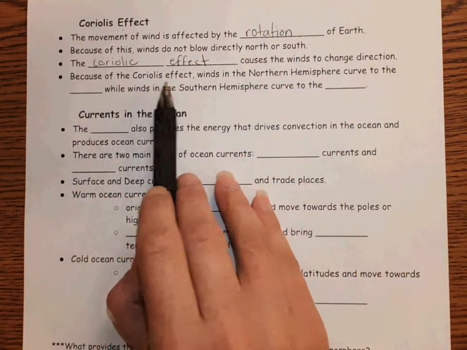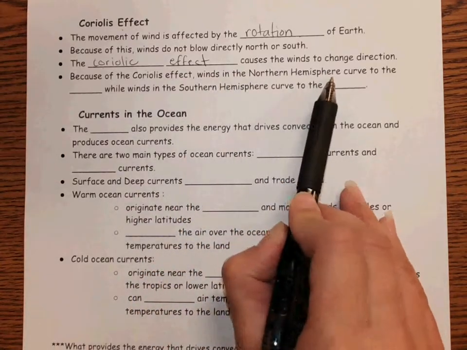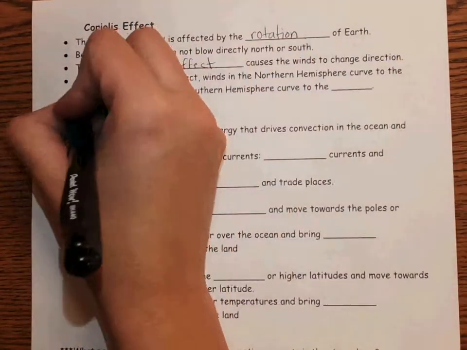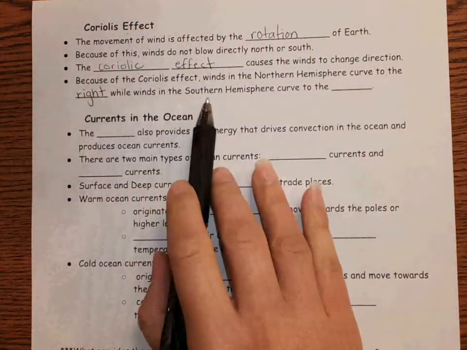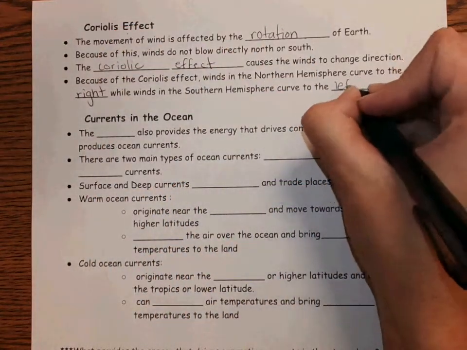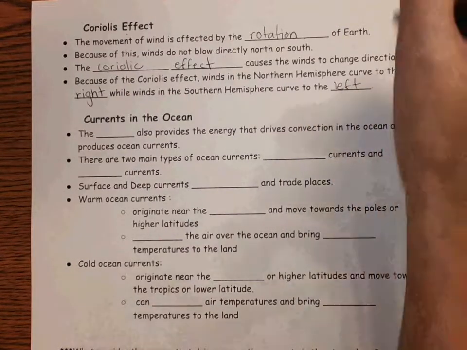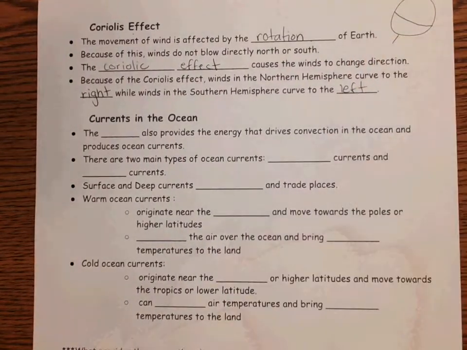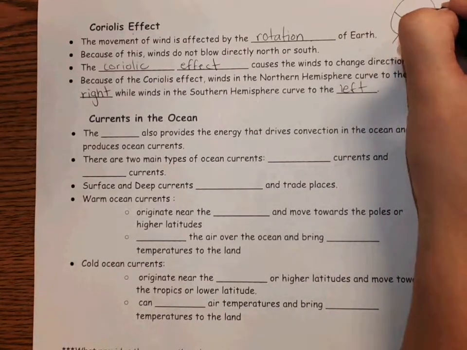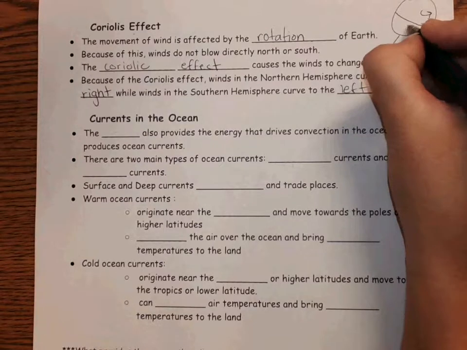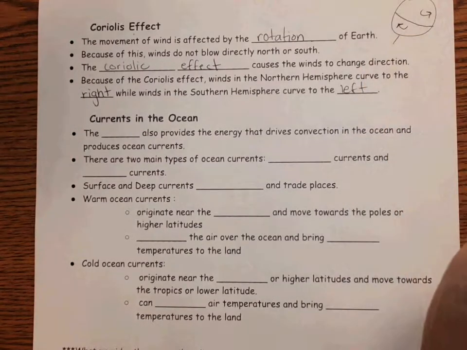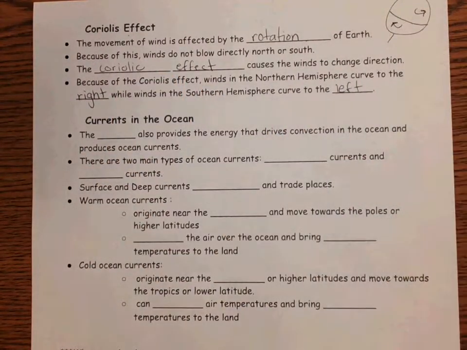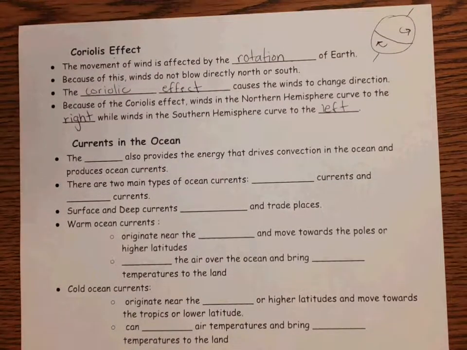Because of the Coriolis effect, winds in the northern hemisphere curve to the right, and winds in the southern hemisphere curve to the left. So if we have our Earth up here on its axis, and here's our equator, we're going to curve to the right in the northern hemisphere and to the left in the southern hemisphere. Okay, that's the Coriolis effect. Right in the northern hemisphere, left in the southern hemisphere.